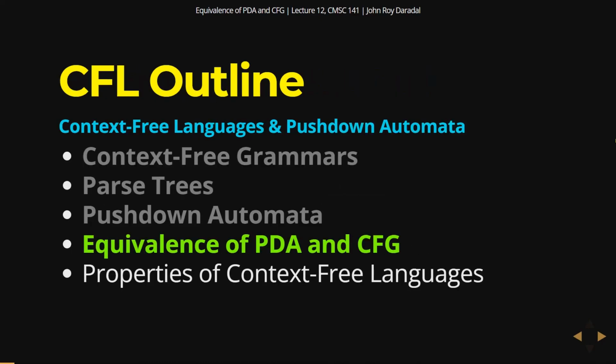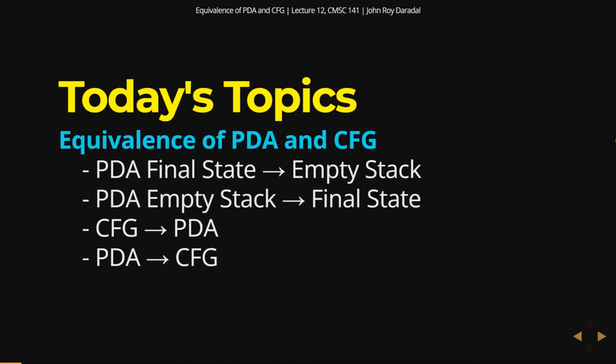We are now on our fourth topic for context-free languages and pushdown automata, which is the equivalence of PDA and CFGs. So in today's video, we will be discussing how to convert from PDA by final state to PDA by empty stack and PDA by empty stack to PDA by final state. We will also discuss the equivalence of PDA and CFG by showing how to convert from a CFG to its equivalent PDA and converting a PDA to its equivalent CFG. Okay, so let's start.